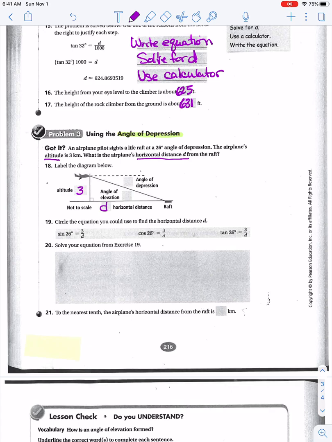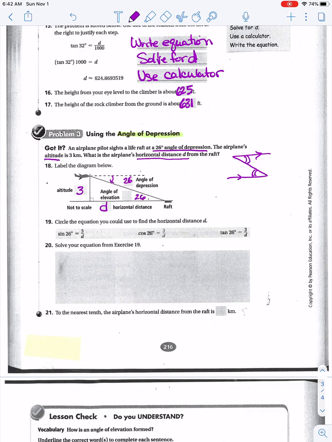What did they say? Sights a life raft at a 26-degree angle of depression. So angle of depression is from the horizontal down. So that's 26 degrees. Then also in the picture they ask, what's that angle in the triangle? Well, some of you may remember parallel lines and alternate interior angles. So if you know this angle, you know that one, assuming the horizontals are parallel. So if the angle of depression is 26, so is this angle of elevation down here in this corner of the triangle.